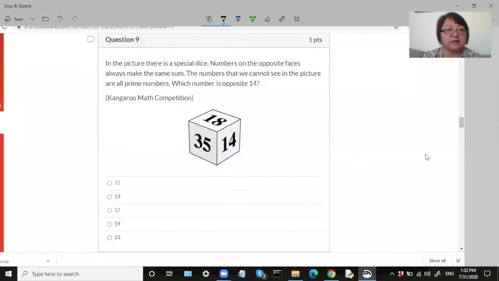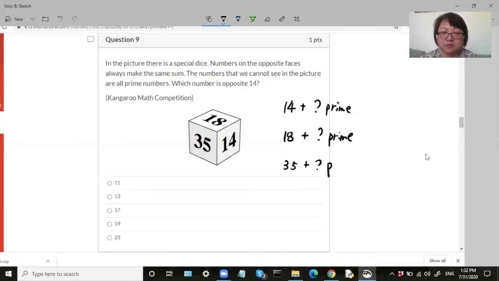Okay. Question 9. In the picture, there is a special dice. Numbers on the opposite faces always make the same sum. The numbers that we cannot see in the picture are all prime numbers. So which number is opposite to 14? Okay, so we have 14 plus a number which is prime, 18 plus the opposite face number, which is also prime, and 35 plus a prime number. So these all equal the same sum, okay?